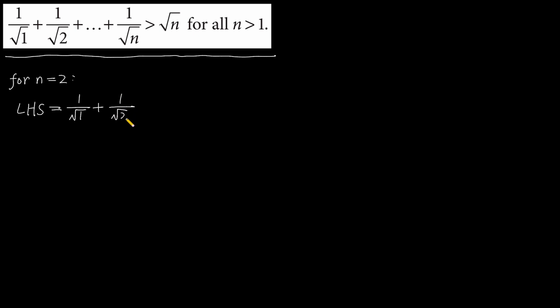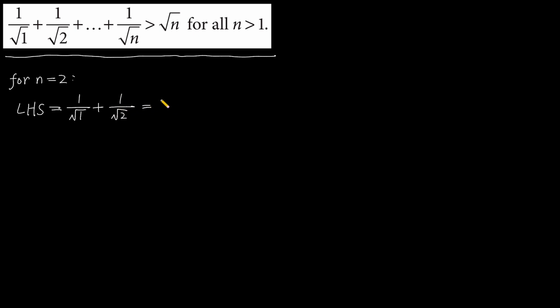Question. Prove this inequality by induction. I answer this question. So here is for all n larger than 1. So I start from 2. So for n equals 2, the left hand side equals 1 over square root of 1 plus 1 over square root of 2.